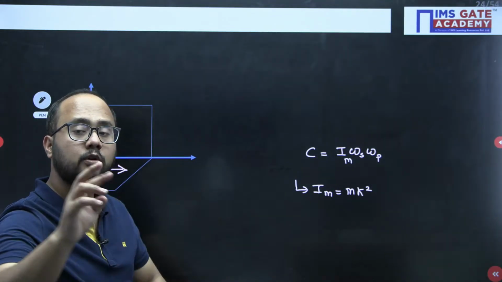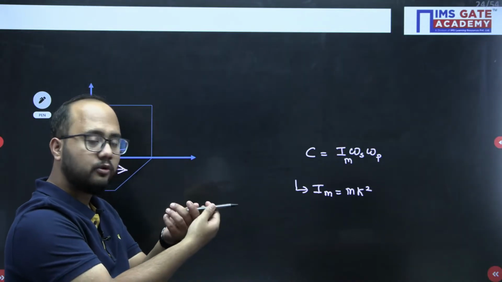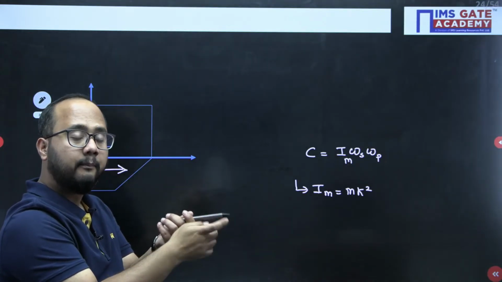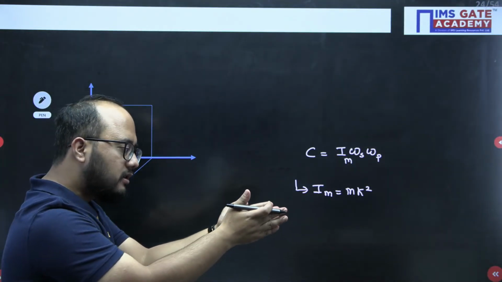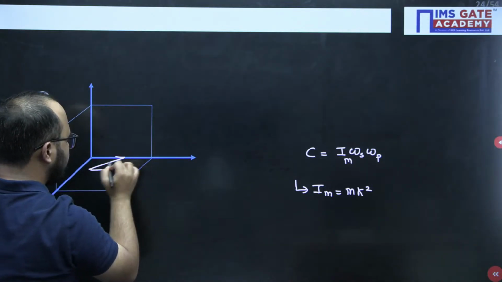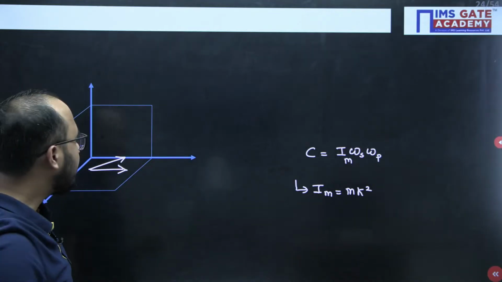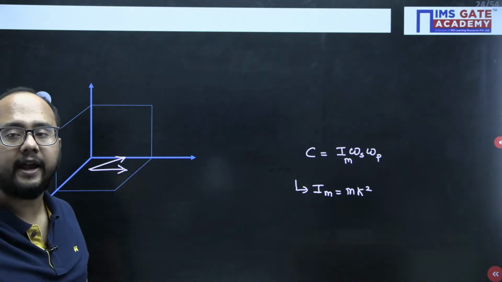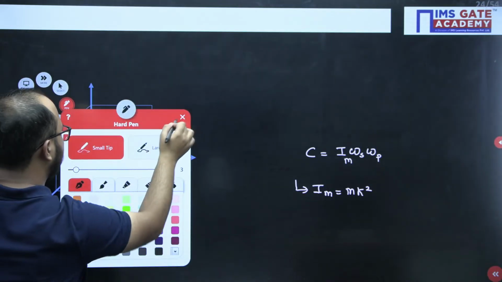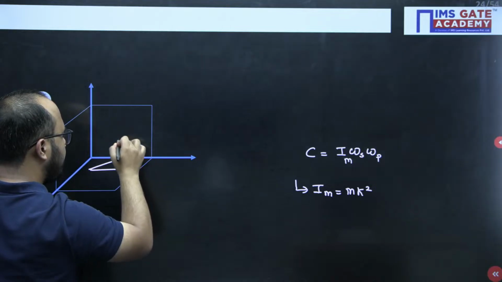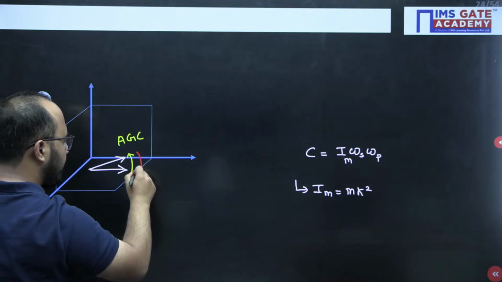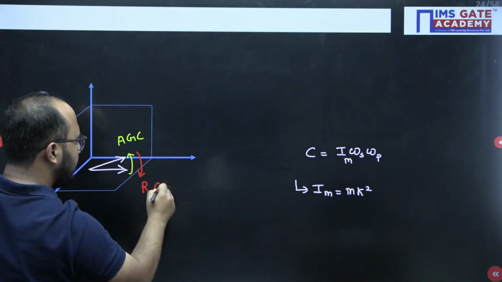So there are two kinds of rotations involved here. First of all, it is rotating about its own axis like this. But apart from that rotation, it is also turning towards left. How is that rotation possible? Because of the active gyroscopic couple. I will call it AGC, active gyroscopic couple, and opposite to that we will have RGC, which is the reactive gyroscopic couple.